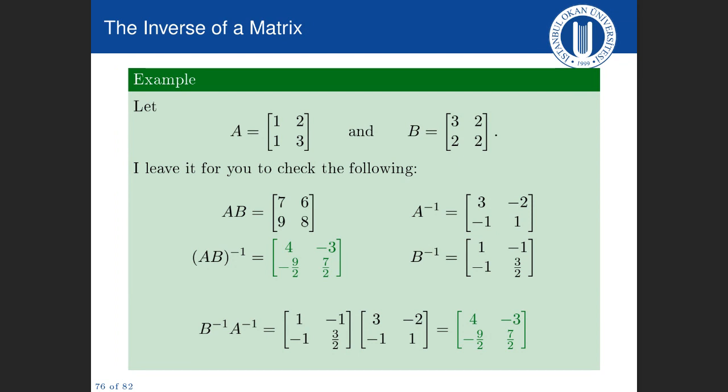The inverse of A is 3, -2, -1, 1, and the inverse of B is 1, -1, -1, 3/2. Multiply those two together, B inverse, A inverse, and we get the same thing in green: 4, -3, -9/2, 7/2. Check my calculations here. Just as the theorem said, we should get the inverse of AB is B inverse A inverse.